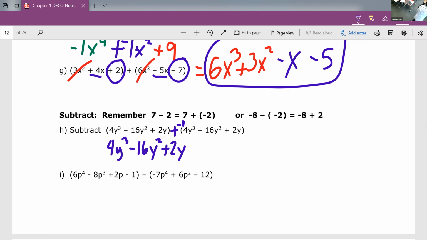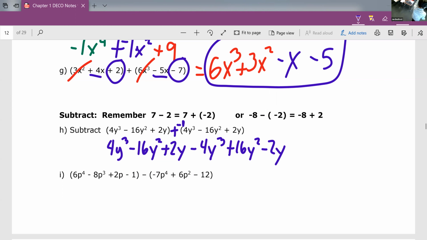Now, if I multiply these terms by -1, what will I get next? -4y to the third plus 16y squared minus 2y. And then it's just like we were doing a minute ago, where you're going to group together like terms.